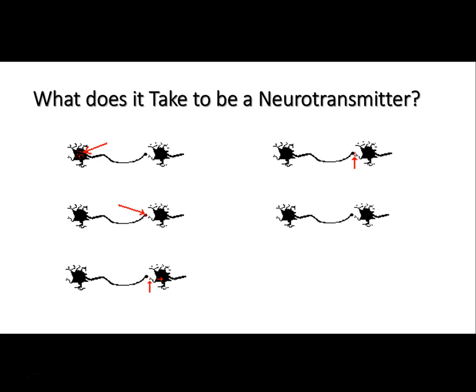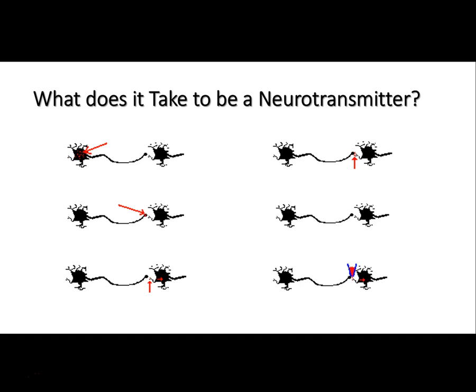After the chemical is released, it must be inactivated, and the inactivation can be either through a reuptake mechanism or an enzyme that stops the action of the chemical. And if the chemical is applied on the postsynaptic membrane, it should have the same effect as when it is released by a neuron. So just to repeat again, there are several characteristics that make a chemical a neurotransmitter, and it is as follows.